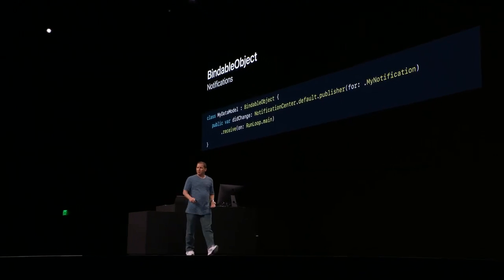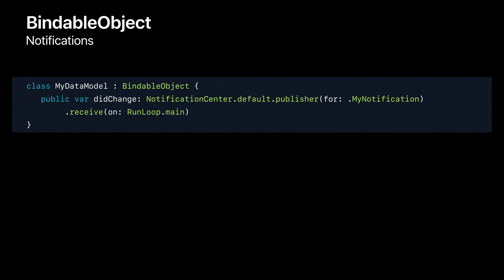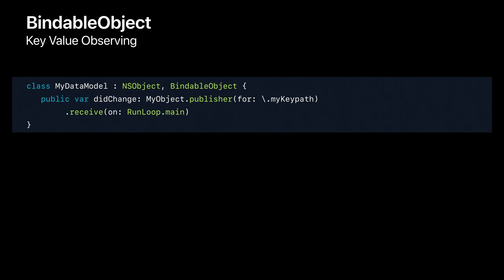As you saw in that demo, I was already using a notification center, so I simply used the NotificationCenter publisher. But we have other types of publishers as well, for example, key-value observing publishers. Any object that is KVO compliant has a key-value observing publisher, and you can acquire it by just using the publisher(for keyPath) function.